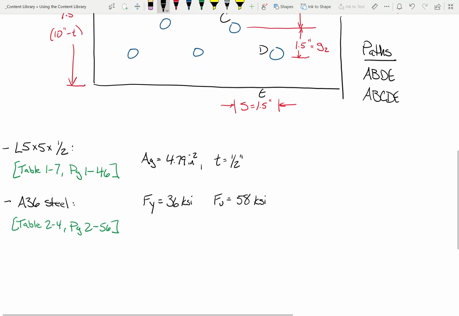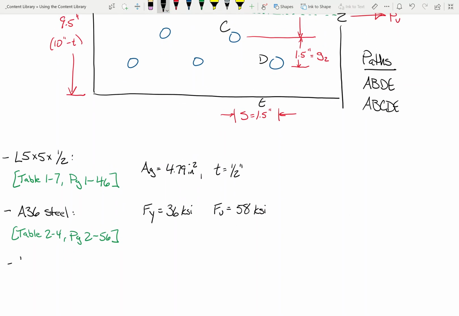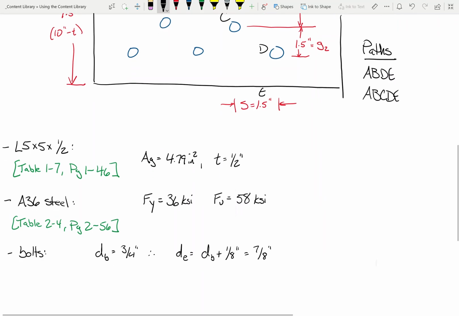And then lastly, we know that for our bolts, what was the bolt diameter in this problem? 3/4. So that's that. By the way, I am using this term effective hole diameter because when we get to bolted connections, we're going to use hole diameter. So we're actually going to have different diameters there. And so I'm using my notation very specifically.